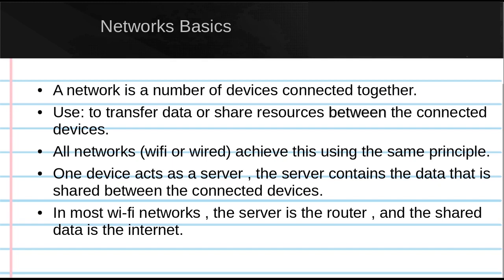So all networks, Wi-Fi or wired, achieve this sharing of data using the same principle. And that principle is, you need a device that acts as a server, and then all devices communicate with the server. So the server has access to the resource, and all the other devices on the network that are connected to this server, obviously, can access the data from the server. So on most Wi-Fi networks, the server is the router, and all devices connect to this router and they access the internet through the router.